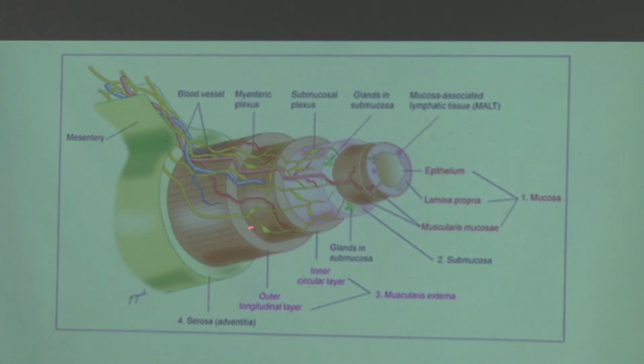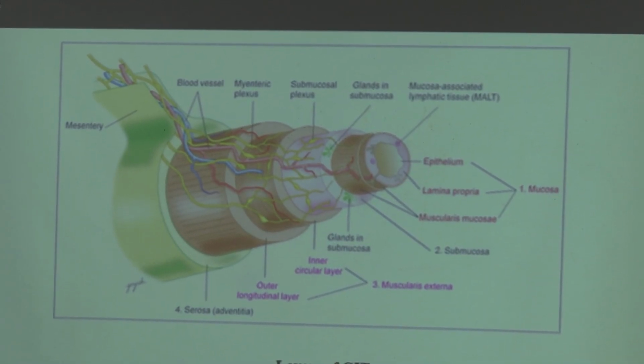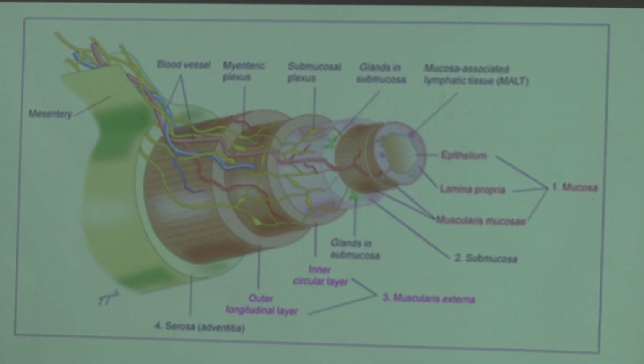You can see 2 different groups of muscles are there, or you can say 2 different layers of muscles: inner circular and outer longitudinal. But in case of stomach, an additional layer is there. First will be the inner oblique layer, then middle circular, and outer longitudinal. 3 distinct layers are visible in case of stomach. And ultimately if you go out, then you will be getting serosa or adventitia.